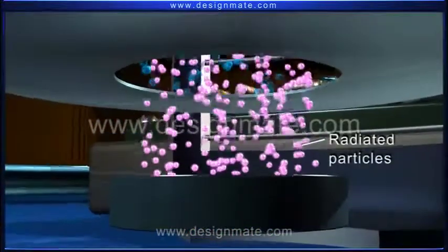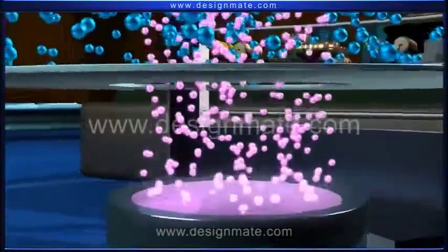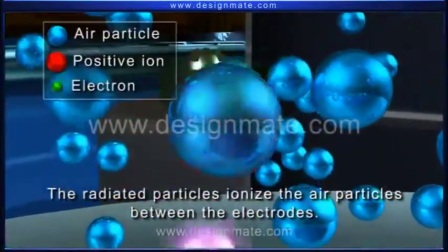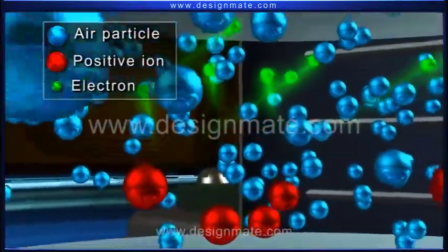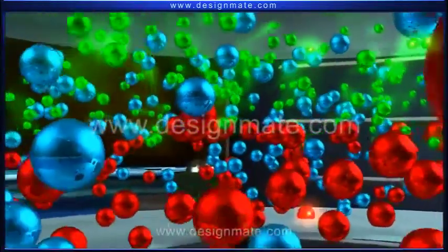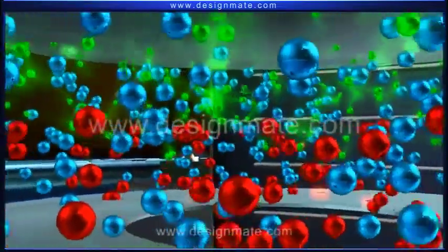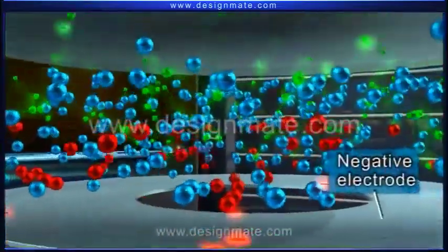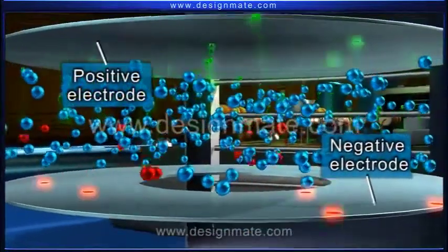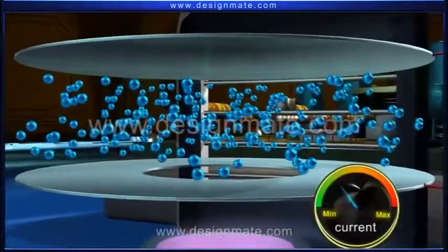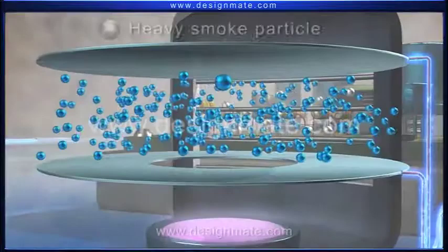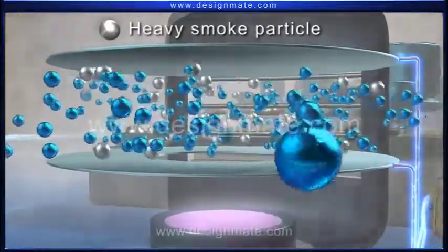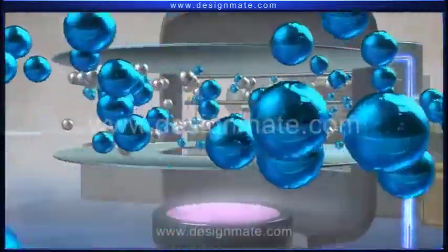Americium radiates some kind of particles. These particles go on to ionize the air particles into positive ions and free electrons. The positive ions move towards the negative electrode, while the free electrons move towards the positive electrode, constituting definite current in the circuit. During fire, the heavy smoke particles entering the chamber replace the air particles within it.